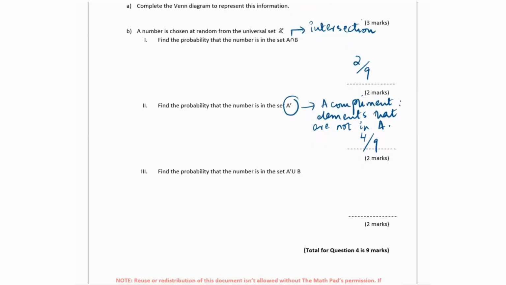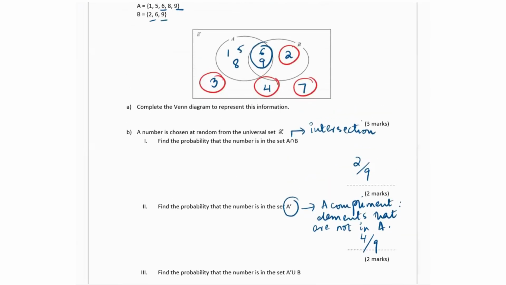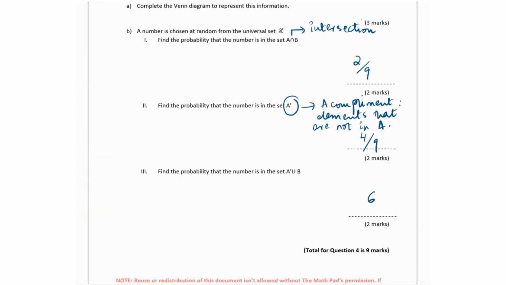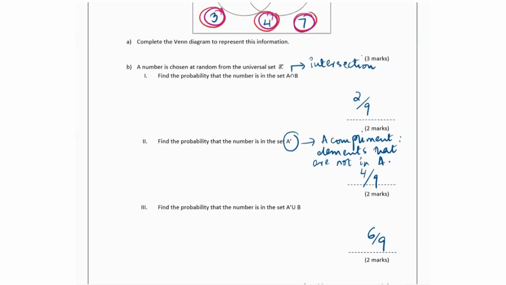Then it says find the probability that the number is in the set A complement union B. So A complement union B would include 6, 9, 2, 3, 4, and 7. Everything that's outside of A. But 6 and 9 are also part of B, so they are included in our elements. So it's going to be 1, 2, 3, 4, 5, 6. 6 out of 9 is the probability of the number being in set A complement union B.